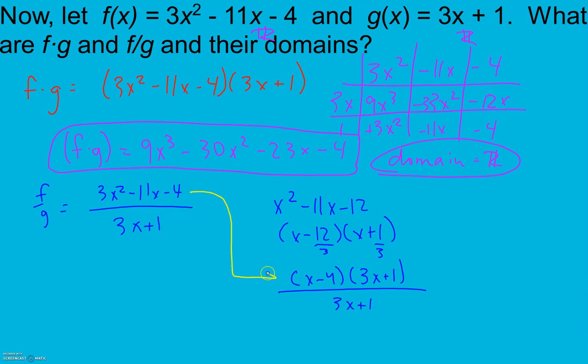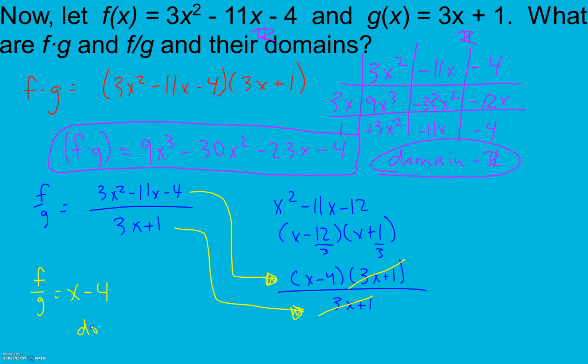Again, all I did was factor my numerator and bring down my denominator. We can cancel things as long as they're the exact same thing. Anything divided by itself is 1. So f divided by g here is going to be just x minus 4.